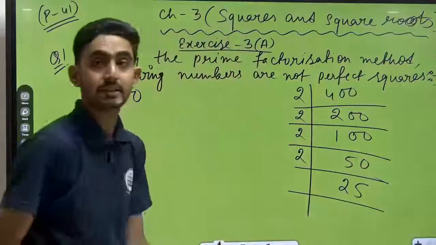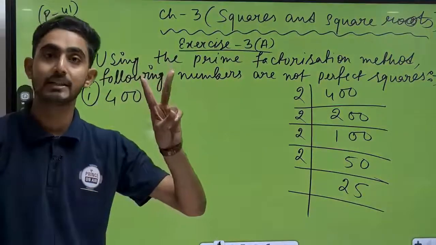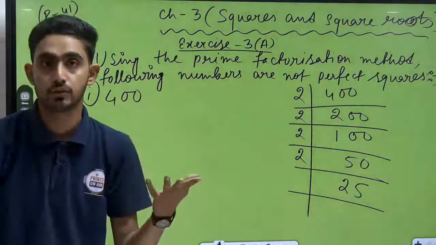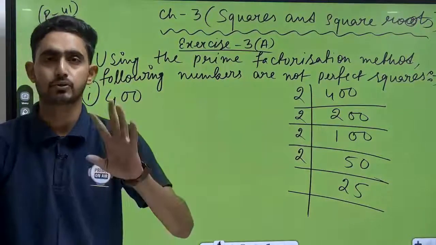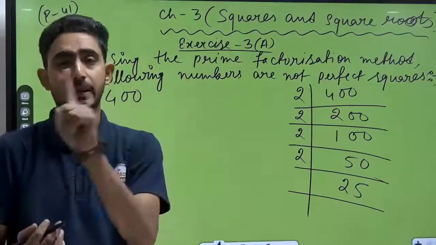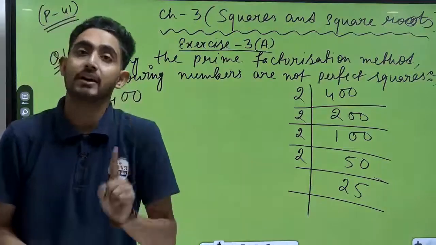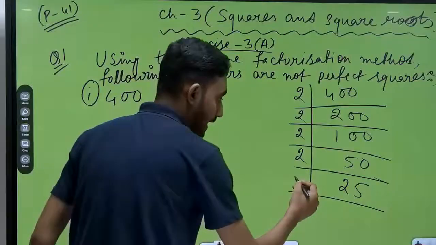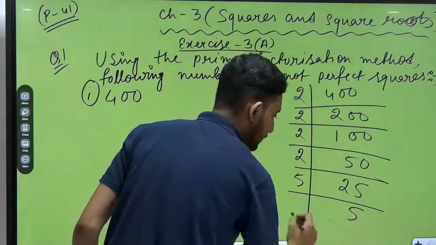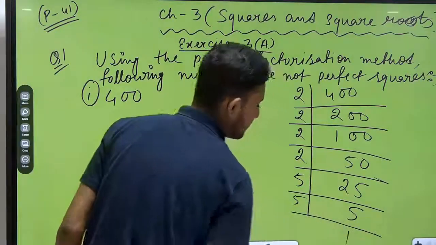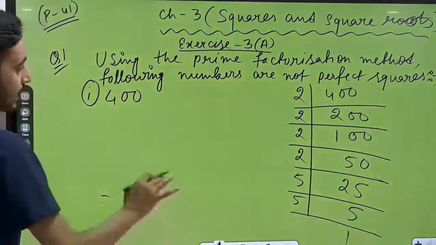Now 25 is not divisible by 2. Obviously it is not divisible by 3 also. We don't have to check with 4, because 4 is not a prime factor. We will take only prime factors. Okay, next 5 we will take. 5 fives are 25, and here 5 ones are 5. Done. Okay, now see what we have to do.